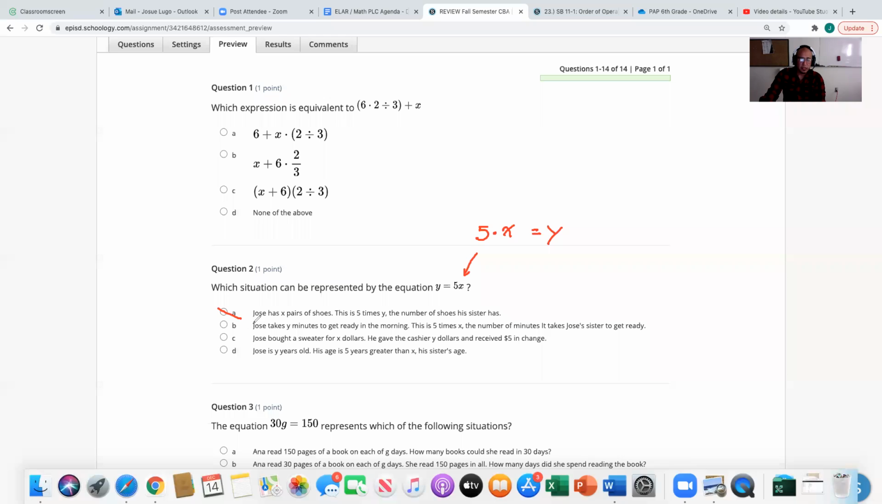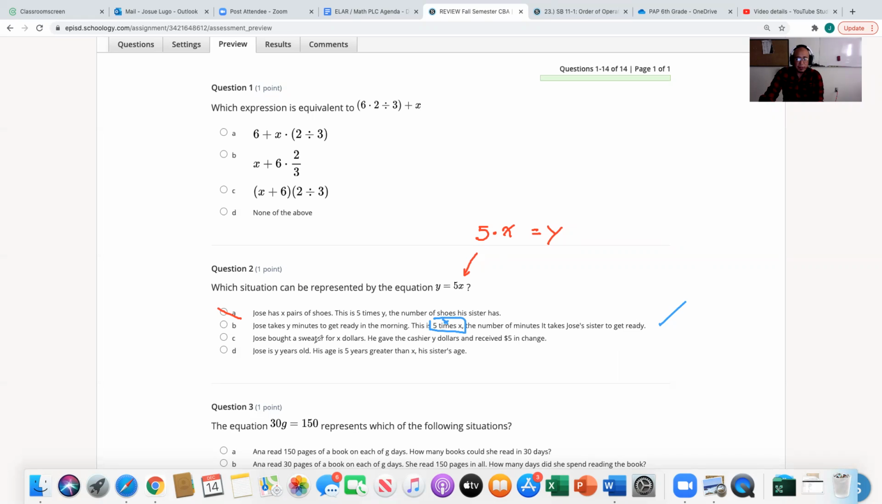Let's go to B. Jose takes Y minutes to get ready in the morning. This is 5 times X, which is the number of minutes it takes Jose's sister to get ready. 5 times X, 5 times X, 5 times X to get Y. That seems to make sense. Check mark, because that might be the answer. Okay, I want to read all of them first though.